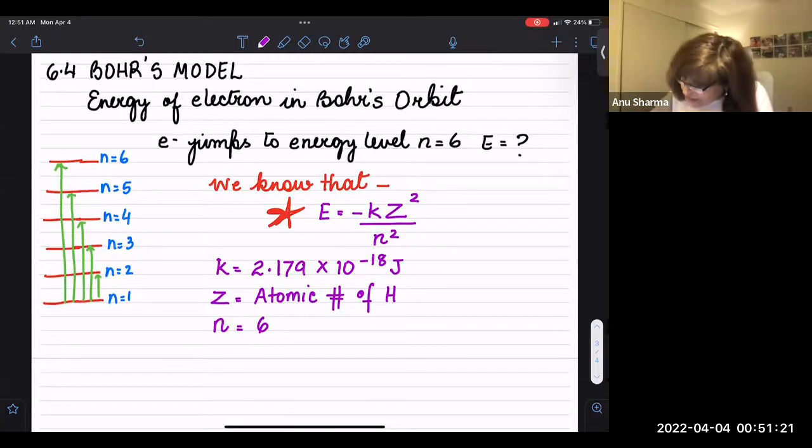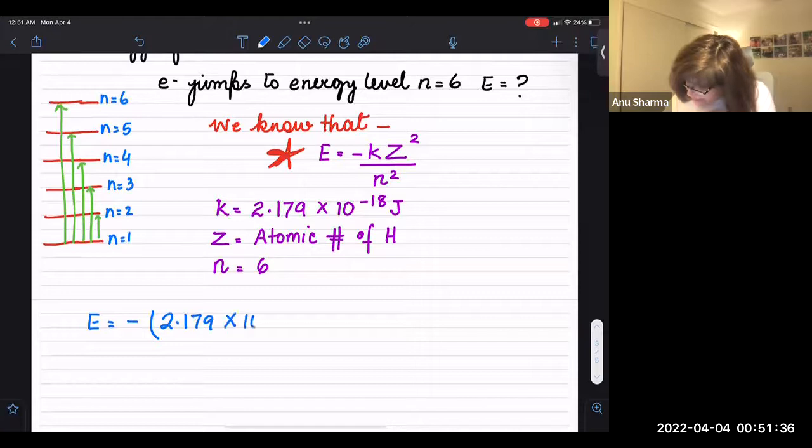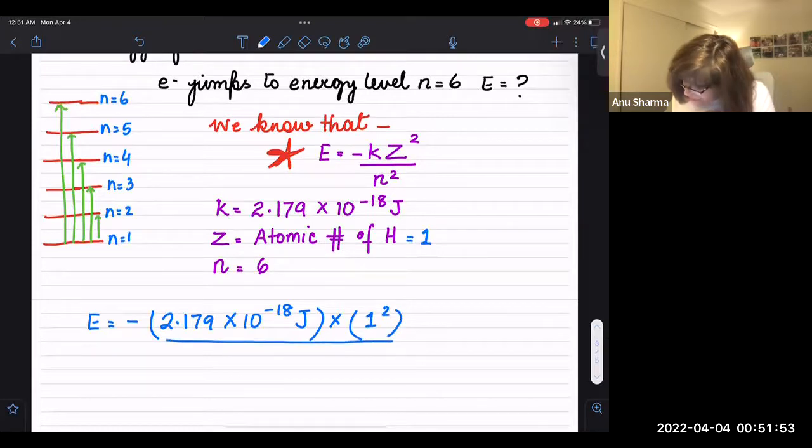Okay, so let's just plug in the values. Here we are looking at the energy of the electron. E is equal to negative 2.179 into 10 to the power negative 18 joules times the Z square. And Z square is the atomic number of hydrogen, which is 1. So let's put this here as 1. So 1 square over n square, and n is 6. So 6 squared, 6 sixes are 36.